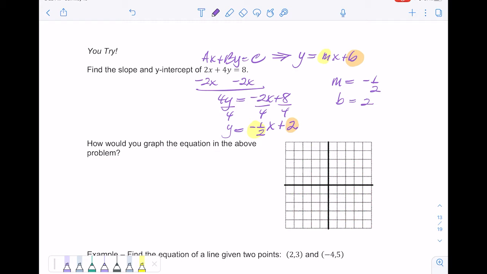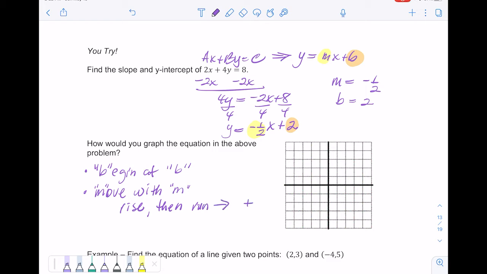If you would like to graph that equation, there's two things you could do. So an easy way to graph this: step number 1, you're going to begin at b. Step number 2 is you're going to move with m. So remember, m is your slope. So you're always going to rise. Then you're going to run to the right if the slope is positive. You're going to run left if your slope is negative.